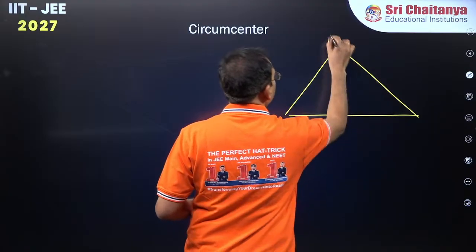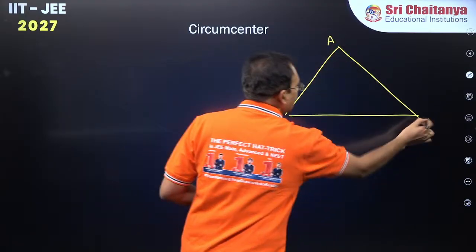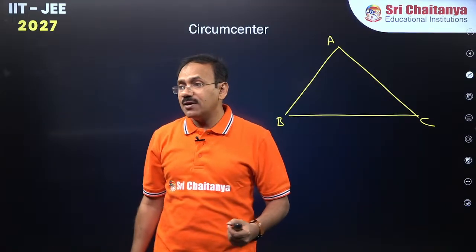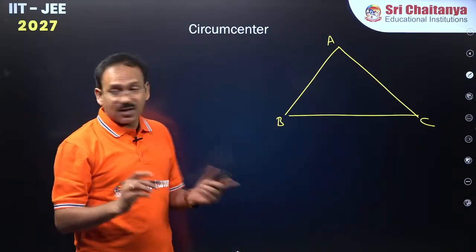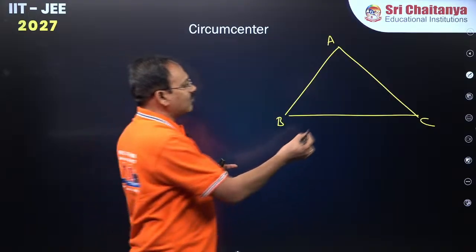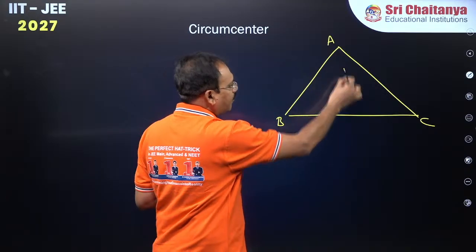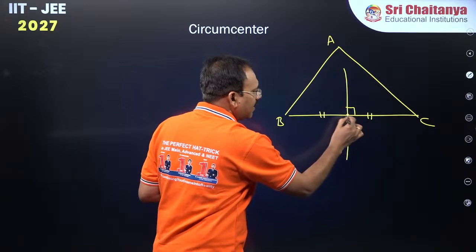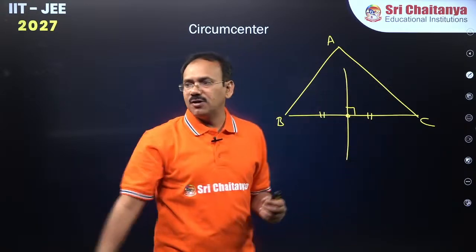You take triangle ABC. Now I'd like to draw the perpendicular bisector of BC. Perpendicular bisector of BC, quick, come on. So I have drawn it. Please observe that perpendicular bisector means at the midpoint you are drawing a perpendicular.